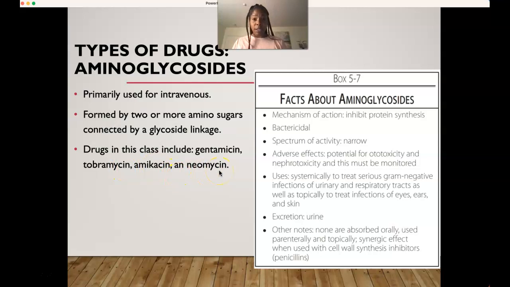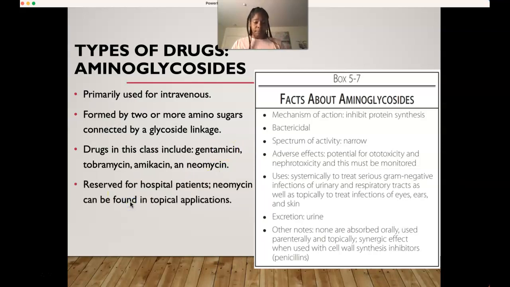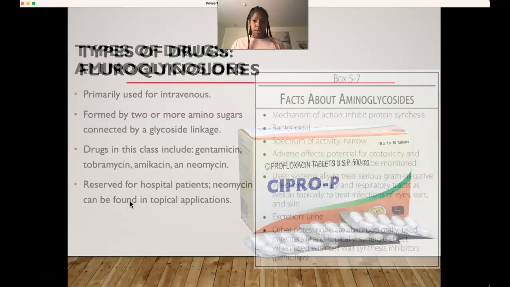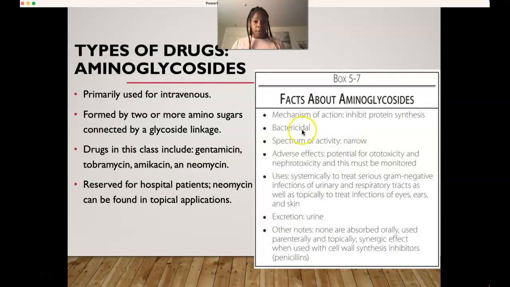So again, these are going to be intravenous drugs. But let's say we have a patient who walks into the clinic, has acute signs and symptoms, and you're unsure of what to do: refer out to an urgent care. Most often, if they're going to treat with an antibiotic drug intravenously, it's going to be an aminoglycoside, right? So just keep that in mind. So reserved for hospital use. And so they're narrow, bactericidal, excreted via the urine. And that's all we have, right? They're in the inhibit protein synthesis category.